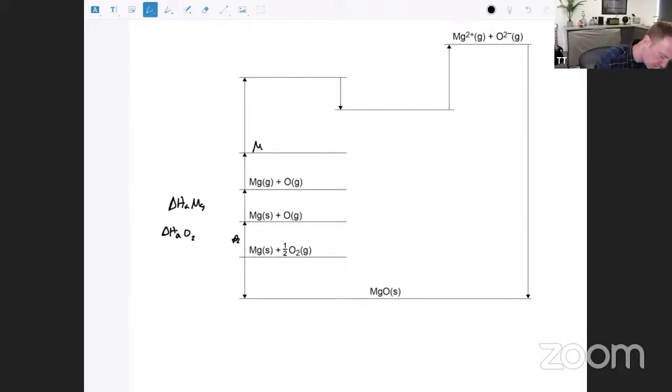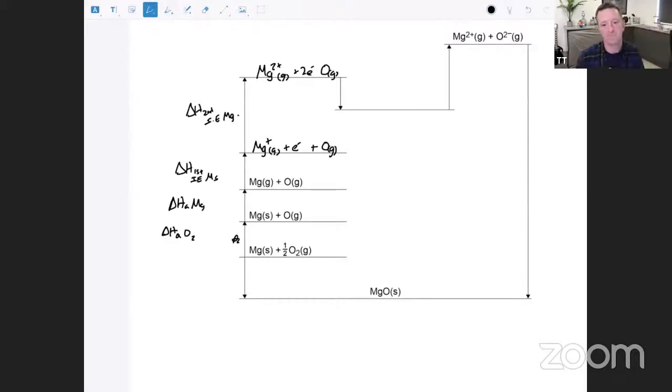So we go to Mg plus gas plus that electron plus O gas. That will be the delta H first ionization energy of magnesium. And then of course we go to Mg2 plus gas plus 2 electrons, O gas. And that is the delta H second ionization energy of magnesium. Okay, so it's the first, then the second. They're different values, aren't they?